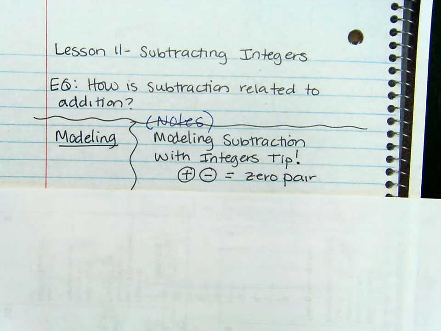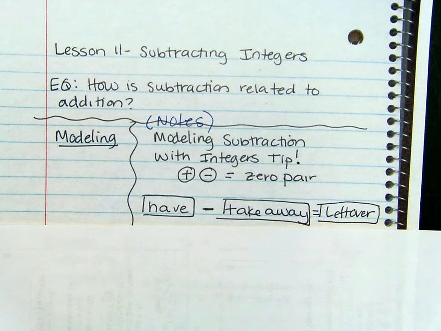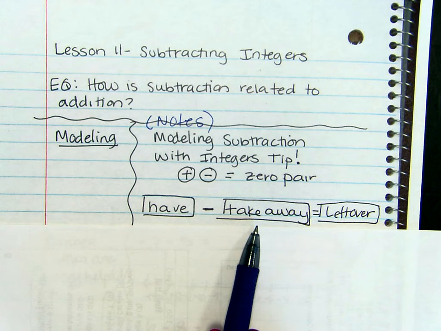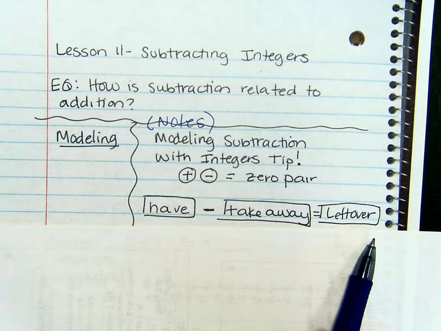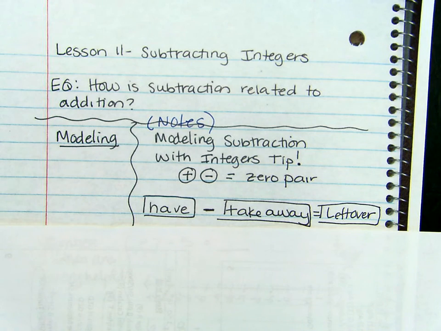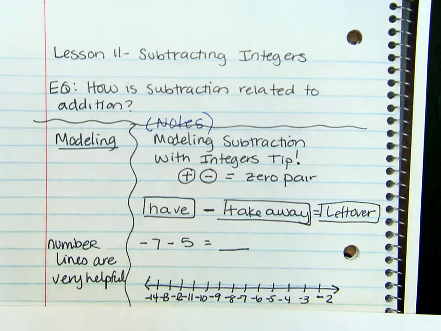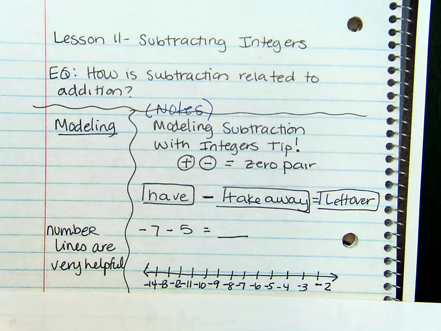Now, when we are talking about subtracting negatives, we have a couple of different items that will help us. So we've got a saying to start us off: have is the first number, your second number is the takeaway, and all together that gives you your leftover. So an example of this would be -7 minus 5 equals blank. Now, if you are a visual person, number lines are really, really helpful. Okay, so keep those available to you if needed.